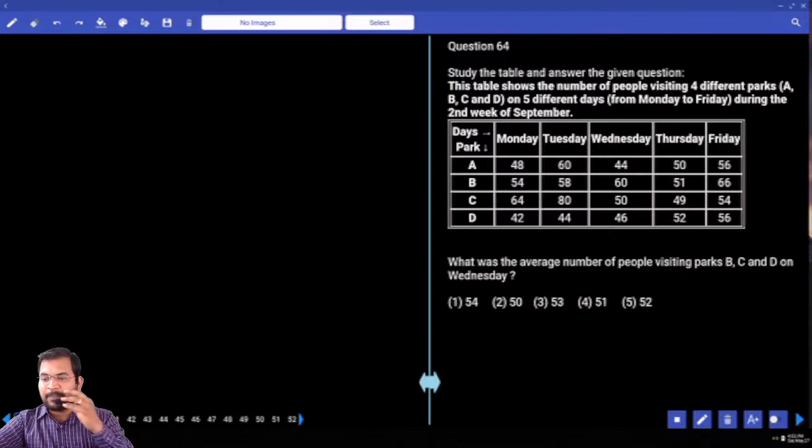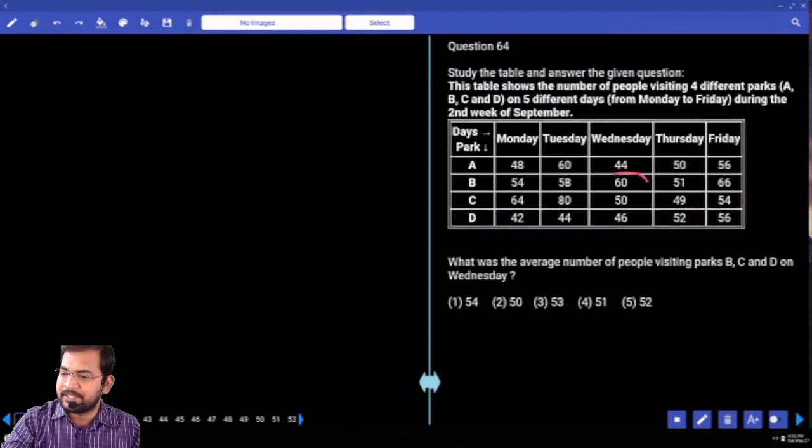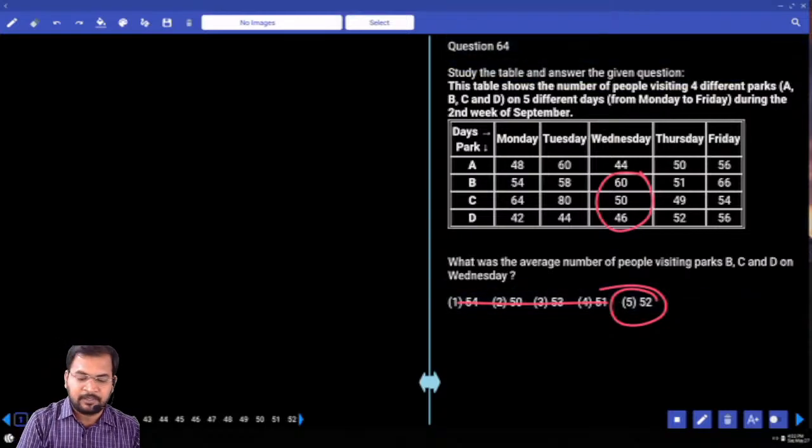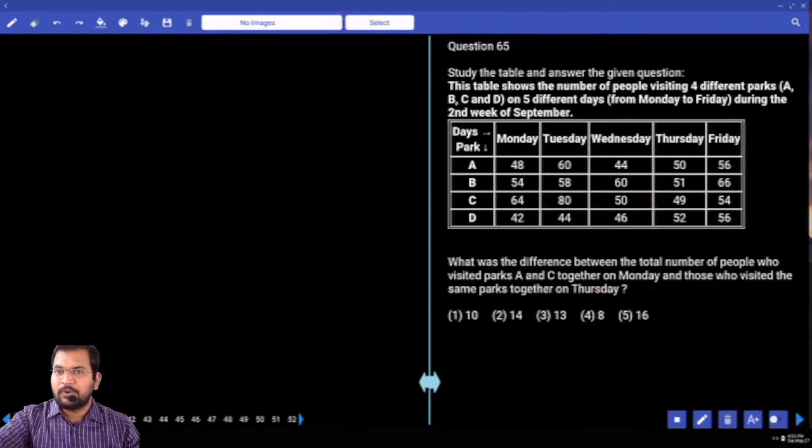What was the average number of people visiting Parks B, C, D on Wednesday? B, C, D on Wednesday. 60, 50, 46. End with 6, divided by 3, ends with 2. End with 2, how many options are there? Only 1. No need to take all values. Shall I go for the next one?